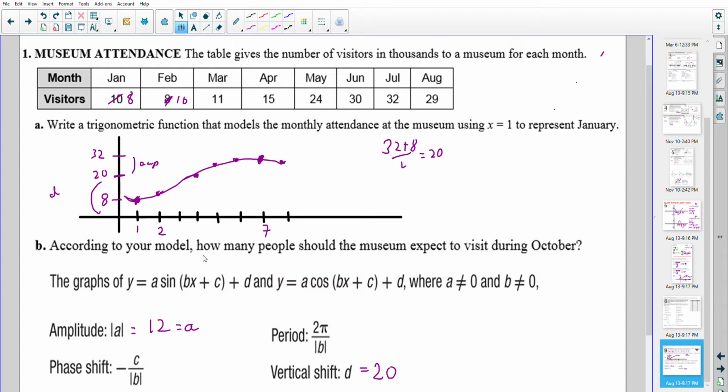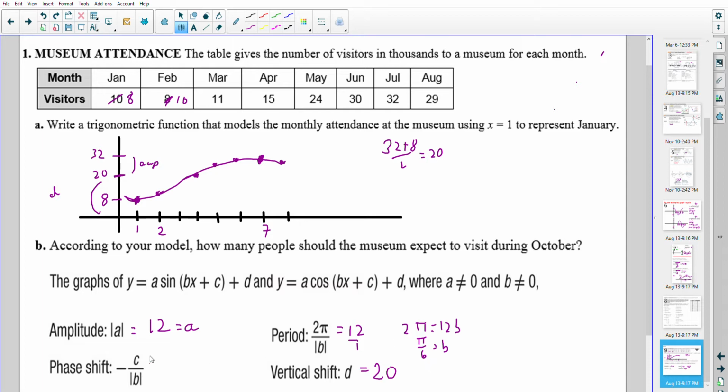To find the other pieces of information, I'm looking at the period. Now the period, I'm going to look from 1 to 7. That's half of a year, so to double that would make sense to have 12 months. 1 to 7 is 6, doubling it is 12. So when I'm finding out what my B is, I have to put the period equal to 12 months. Now I'm going to cross multiply and divide, and ultimately see that B is equal to pi over 6.